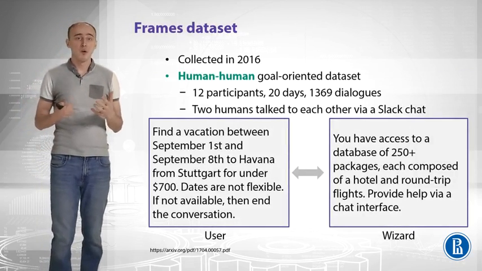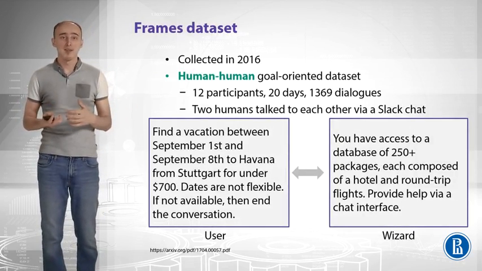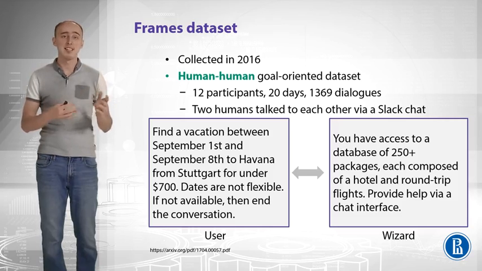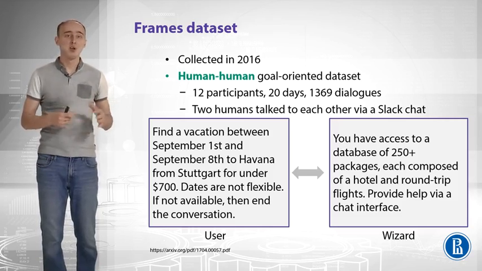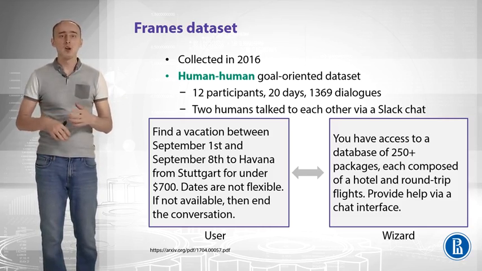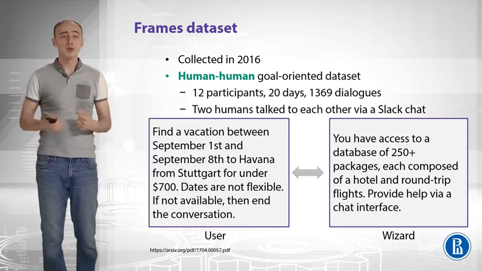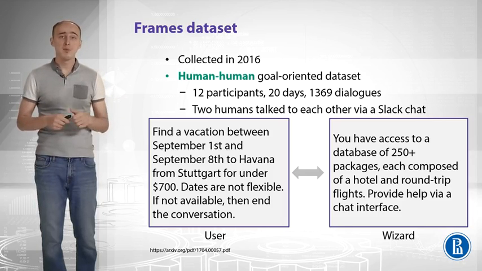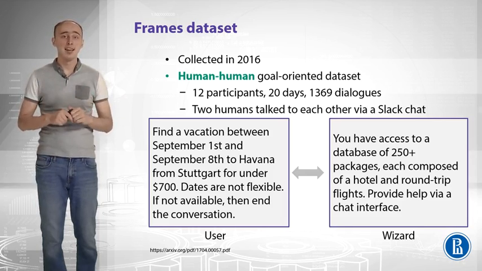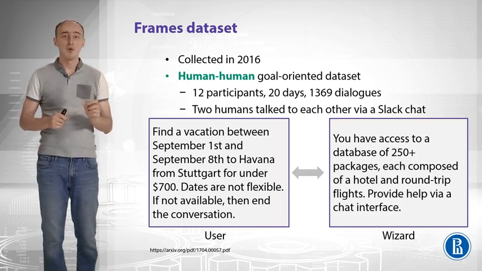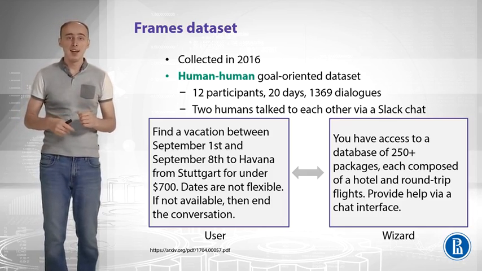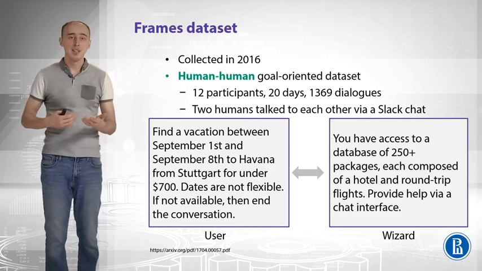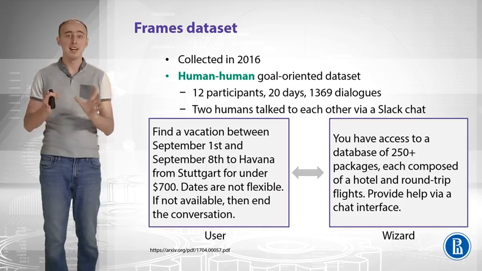Another dataset worth mentioning is the Frames dataset. It is a pretty recent dataset. It was collected in 2016. It is a human-human, goal-oriented dataset. It is all about booking flights and hotels. It has 12 participants over 20 days, and they collected 1,400 dialogues. They were collected in human-human interaction. That means that two humans talk to each other via a Slack chat.